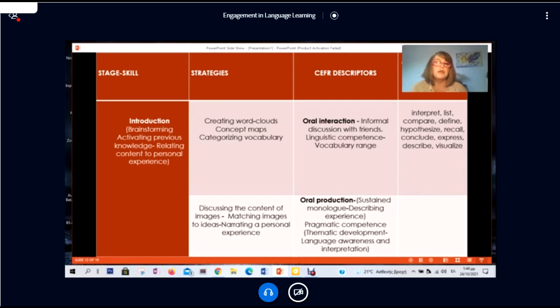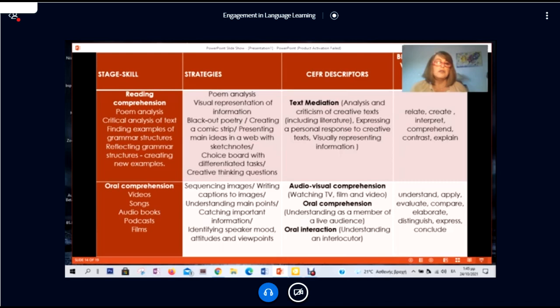activating previous knowledge, relating content to personal experience, with strategies such as creating word clouds, concept maps, categorizing vocabulary, and the CEFR descriptors here come from the oral interaction skill, whereas for the strategies of discussing content of images, matching images to ideas, or narrating personal experiences, we have CEFR descriptions coming from the oral production skill and some indicative Bloom taxonomy verbs.